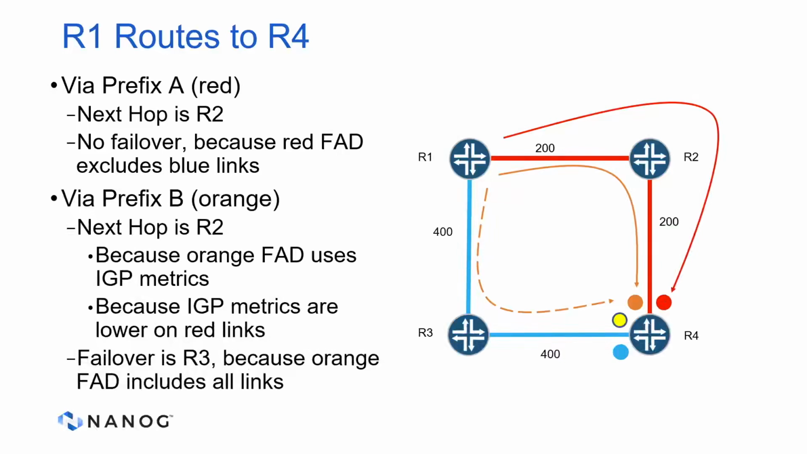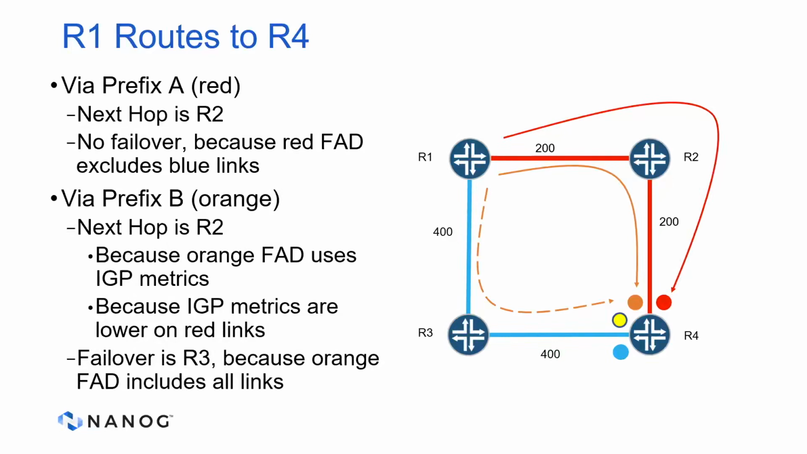So we can see R1 to R4 for the prefix for the segment A, which is in the red flex algo. The next hop will be via R2. And there is absolutely no failover because it does not include the blue links. Similarly, for orange flex algo, the next hop is via R2.